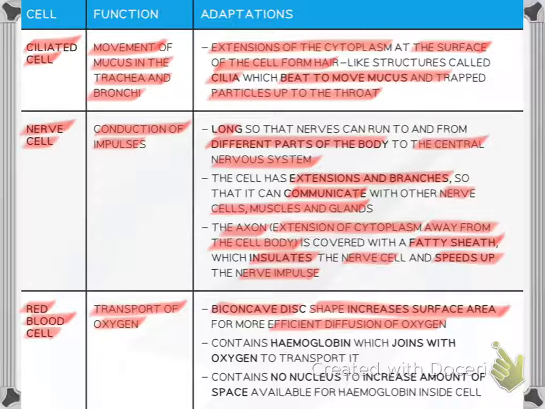And it also contains hemoglobin, and this hemoglobin joins with the oxygen to transport it. Then it contains no nucleus, and because of no nucleus, it increases the amount of space available for the hemoglobin inside the cell. So there is no nucleus so that the hemoglobin inside the cell has enough space.